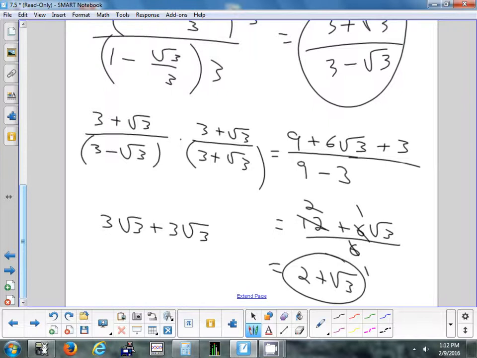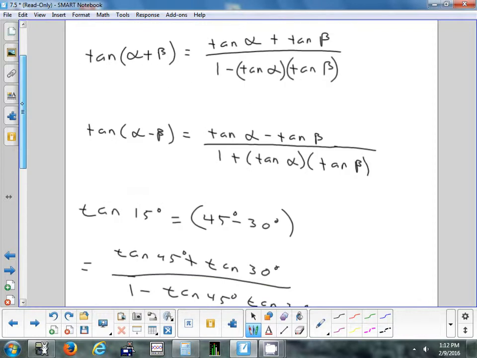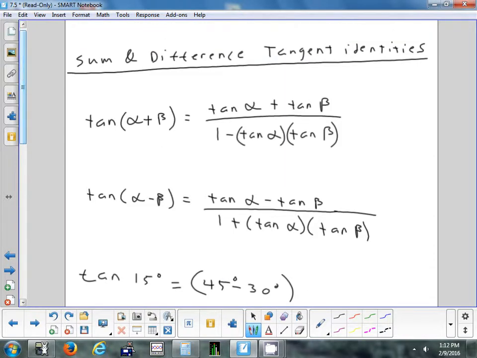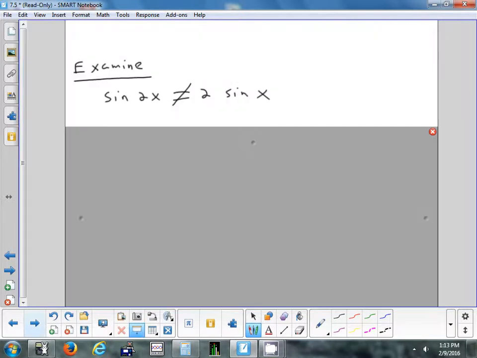All right, so this is really just playing around with arithmetic. If you got this far, that's okay. Any questions on getting at least this far? You put the formulas back up. Okay, if you really don't like the tangent one, I suppose you could do the sine of 15, do the cosine of 15. I don't know if that's any shorter than this. Probably not. All right, so there's your sum and difference identities.